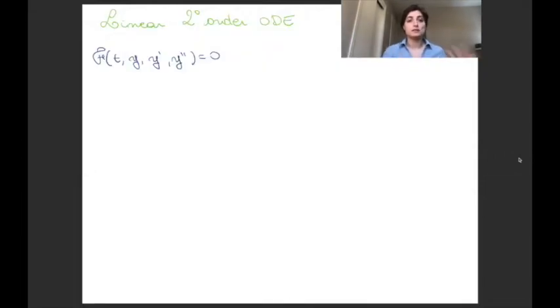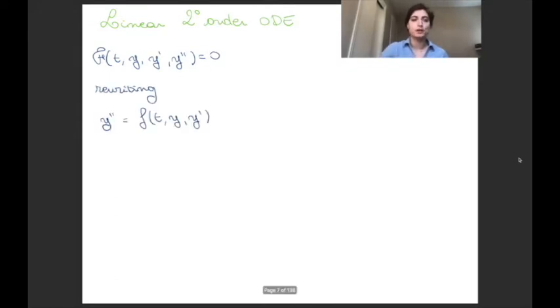We look at second-order ODEs. These are any ODE that takes up to the second order derivative of the function we're looking for. So we have y appearing, we have y prime appearing, and we have y second appearing in our definition of the ODE. We usually like to rewrite it as y second equals a function of time and y prime, in a very similar way as we did for first order ODEs.